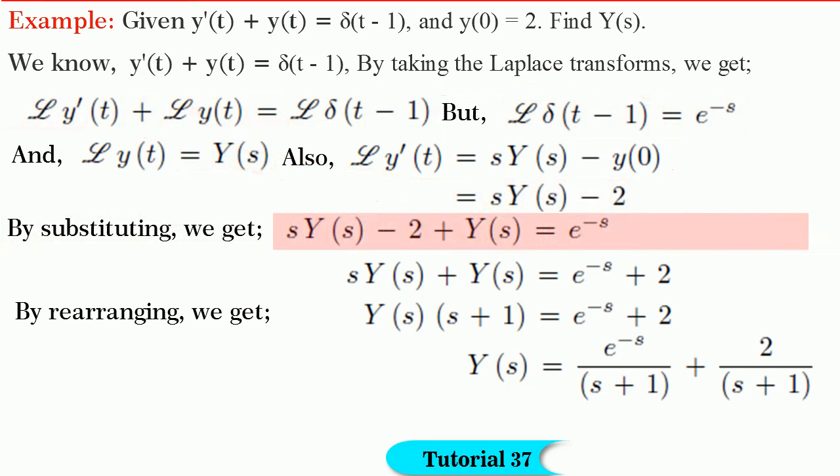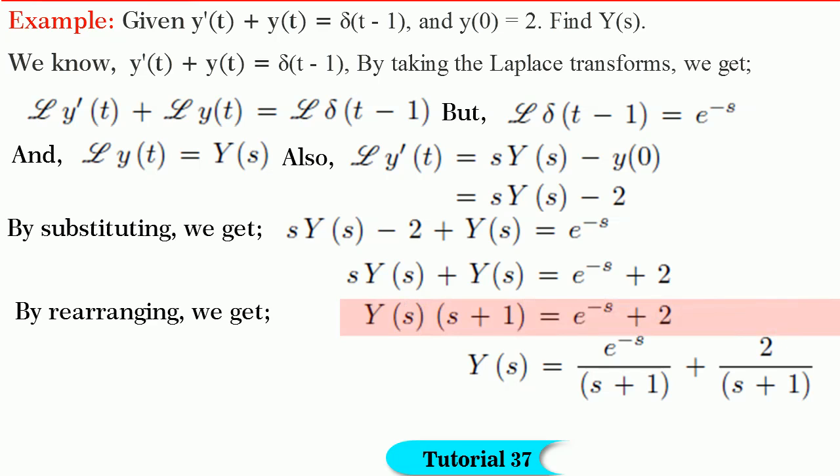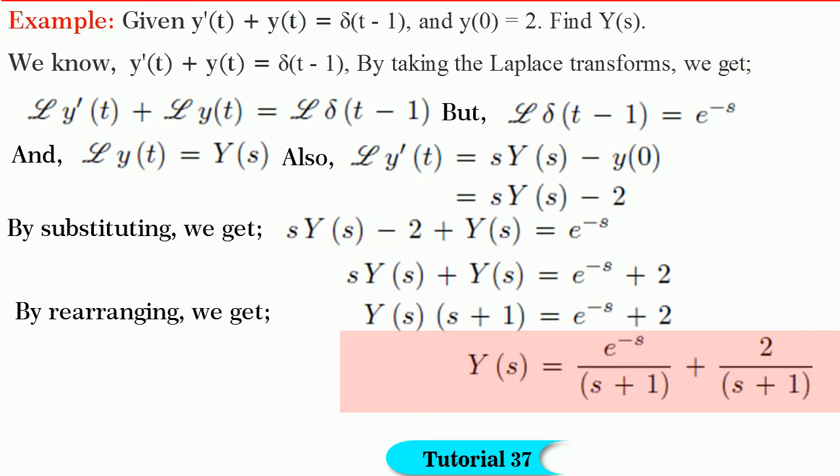By rearranging it, we get s into y of s plus y of s is equal to e to the power of minus s plus 2, or y of s into bracket s plus 1 is equal to e to the power of minus s plus 2. So, y of s is equal to e to the power of minus s divided by s plus 1 plus 2 divided by s plus 1. Is it not simple, friends?